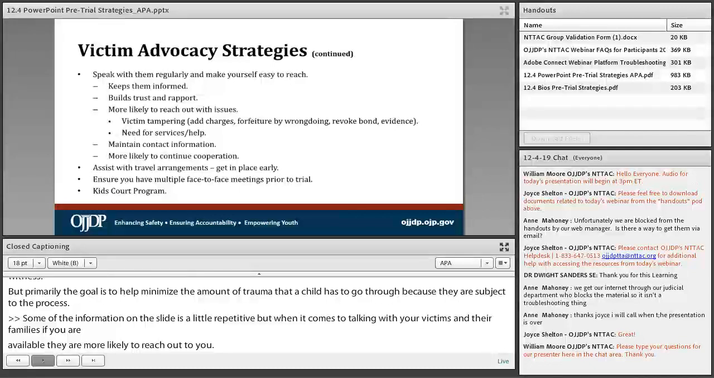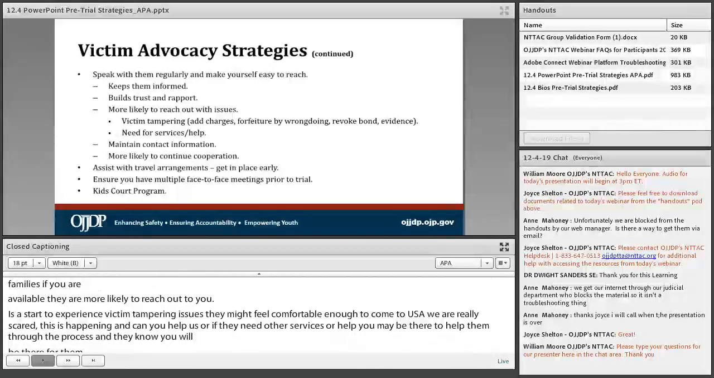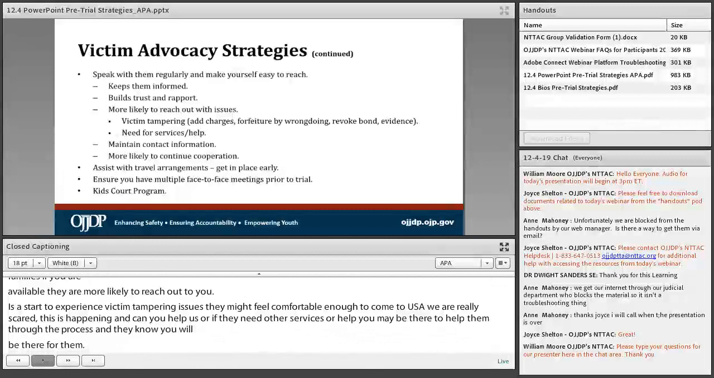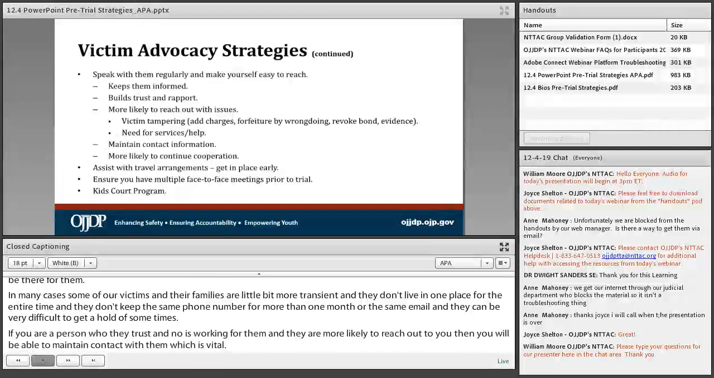And in many cases, some of our victims and their families are a little bit more transient, and they don't live in one place for the entire time, and they don't even keep the same phone number for more than a month or the same email, and they can be very, very difficult to get a hold of sometimes. But if you are a person who they trust, who they know is working for them, they're more likely to reach out to you, then you're going to be able to maintain contact with them, which is vital. If you need to make travel arrangements with them, get that in place early, and just continue to make sure that you're having some face-to-face meetings with your family prior to trial.